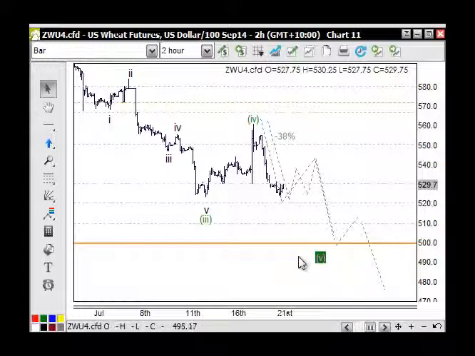We know that in the bigger picture we are looking for a low in this area, anywhere from here down to the 472 area through here. And sure, it'll take a few weeks to play out and all the rest of it, but I think that's what we need to do with this market now.